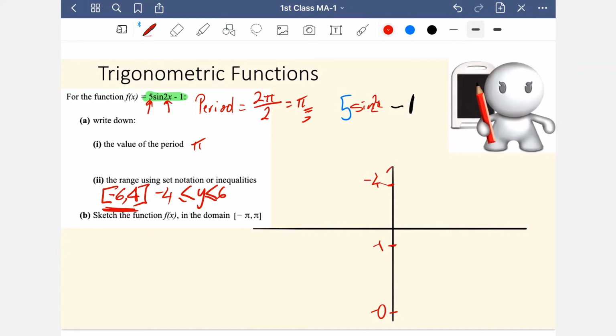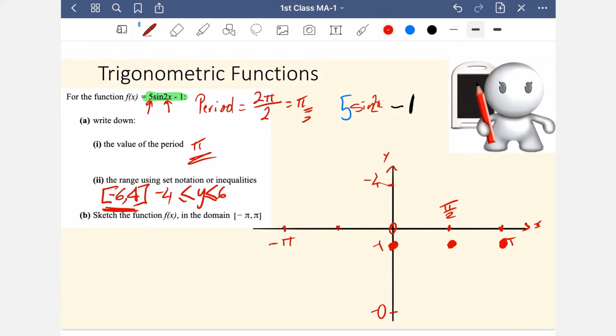So that's my y-axis, this is my x-axis, so 0. What's my period? Well, my period is pi, so let's put pi over here and then go to -pi on this side. Halfway through the period is pi on 2. I'm actually going to write that over here and you'll see why in a minute. Because at pi on 2 I'm back to my midline. So this is where I start and this is where I finish.